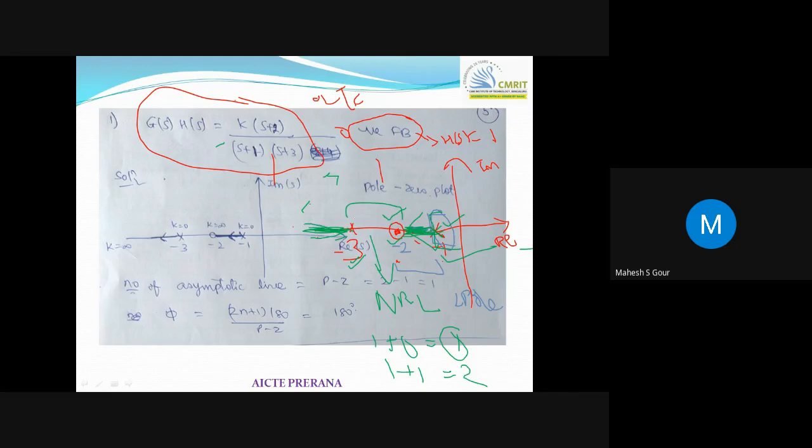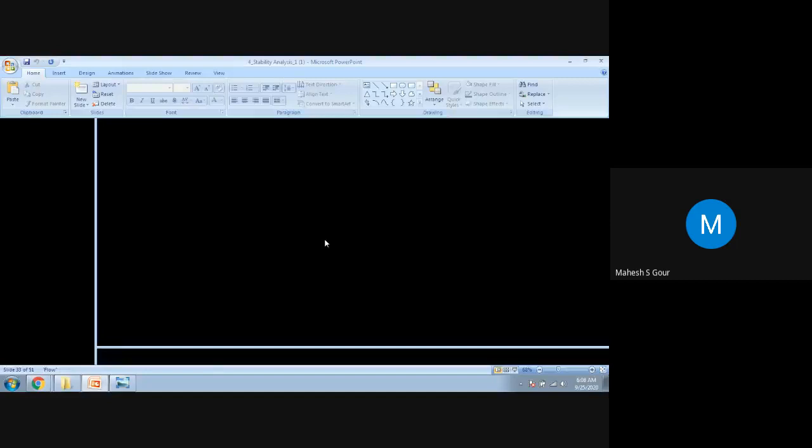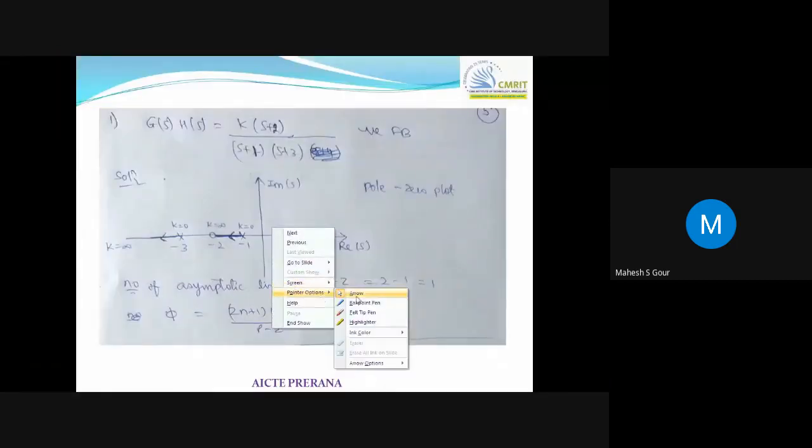Now, there is one pole here. As you know, root locus starts from a pole, so it starts from here. Where should it go? It will be going till infinity. Now the question is whether this root locus can go in this direction, or it should be parallel to this. How it should go is decided by the asymptotic line. Now you understood the importance of the asymptotic line.